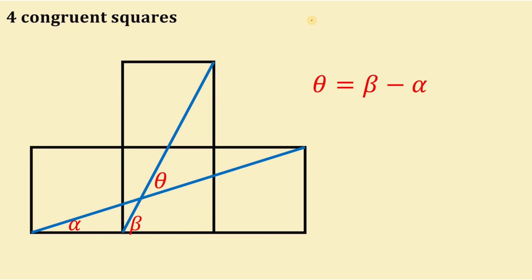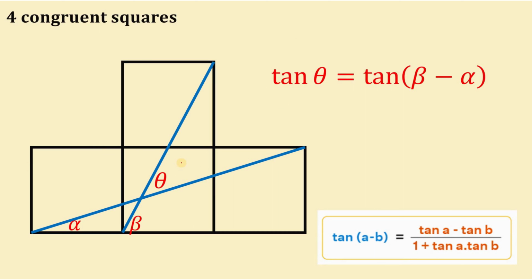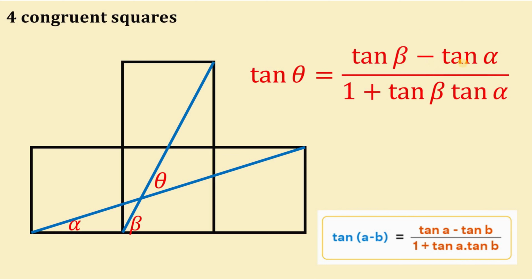Next, we are going to take the tangent on both sides. Why do we use tangent? Because we will use this identity that says tangent of a minus b is equivalent to tangent of a minus tangent of b all over 1 plus tangent of a multiplied by tangent of b. Here, a represents beta and b represents alpha. So tangent of beta minus alpha can be written as follows: tangent beta minus tangent alpha all over 1 plus tangent beta multiplied by tangent alpha.